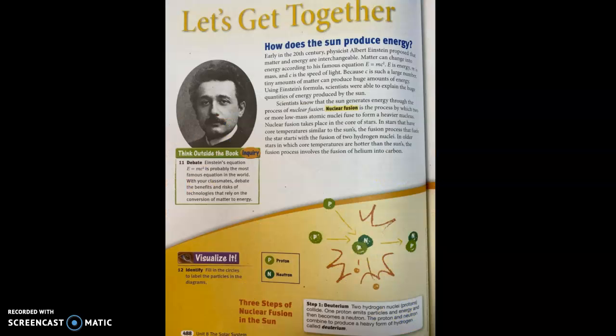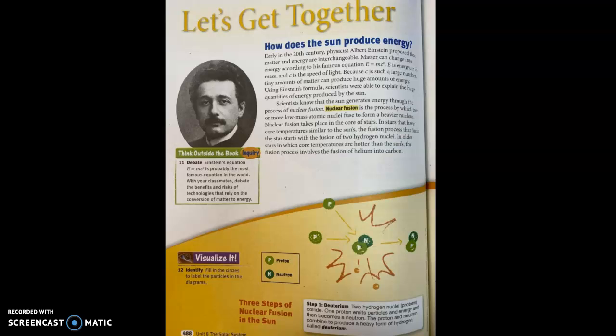How does the sun produce energy? Early in the 20th century, physicist Albert Einstein proposed that matter and energy are interchangeable. Matter can change into energy according to his famous equation E equals mc squared. E is energy, m is mass, and c is the speed of light. Because c is such a large number, tiny amounts of matter can produce huge amounts of energy.